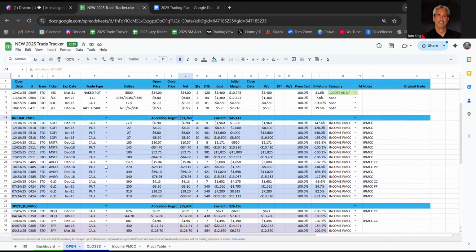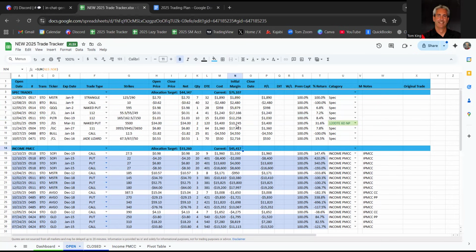I allocate about 33,000 to that. I'm at 45,000. I just added this SoFi trade. This SoFi trade added about $10,000. So this, I was right on the money. I had extra buying power. Okay, so I allocated it here as well. So I'm at 45,000 on this.